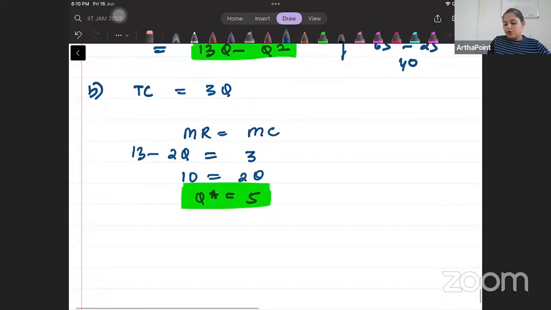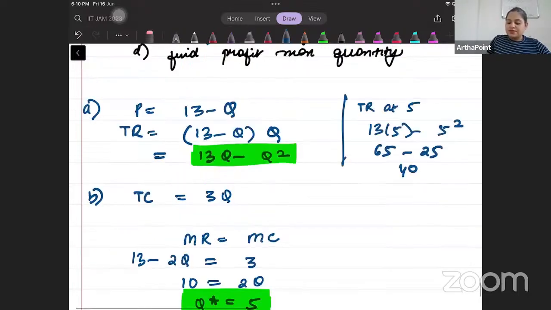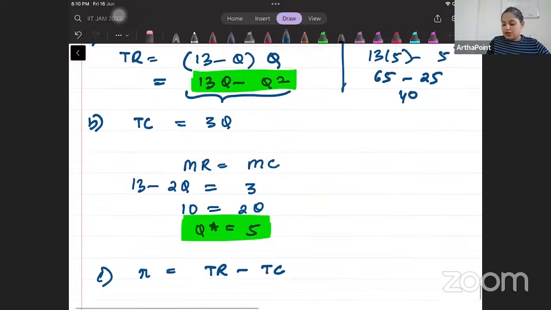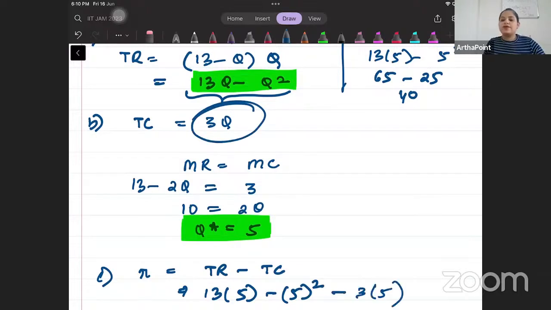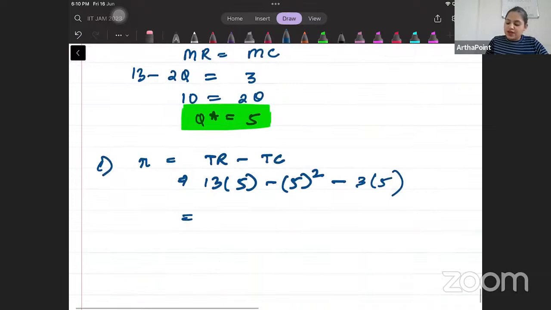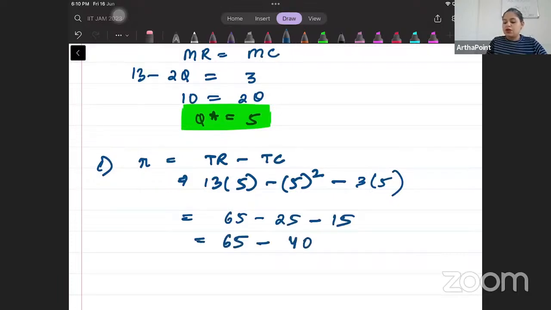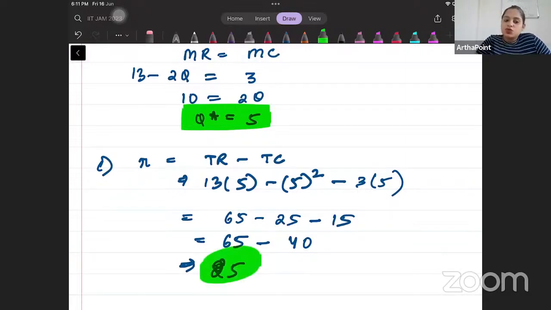Finally, profit will be TR minus TC. TR is 13 into 5 minus 5 square. TC is 3 into 5. So this is going to be 65 minus 25 minus 15. 65 minus 40. That will be 25. So your profit will be 25. That's the answer to this question.